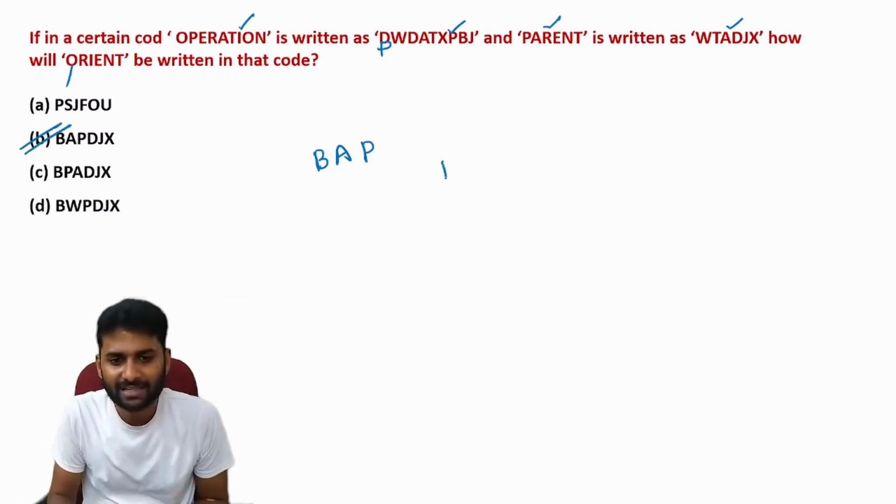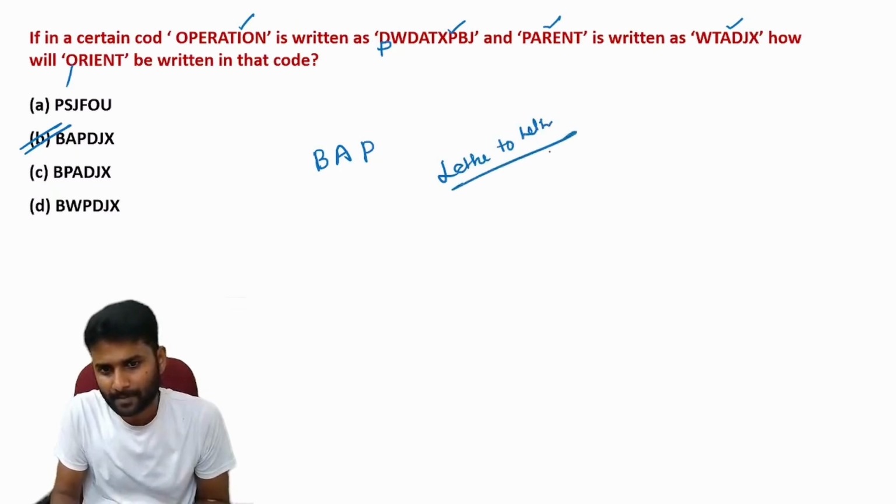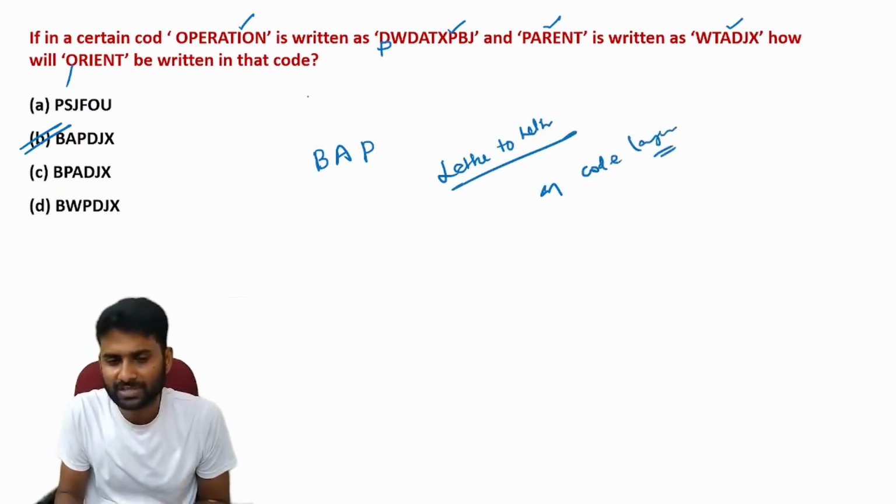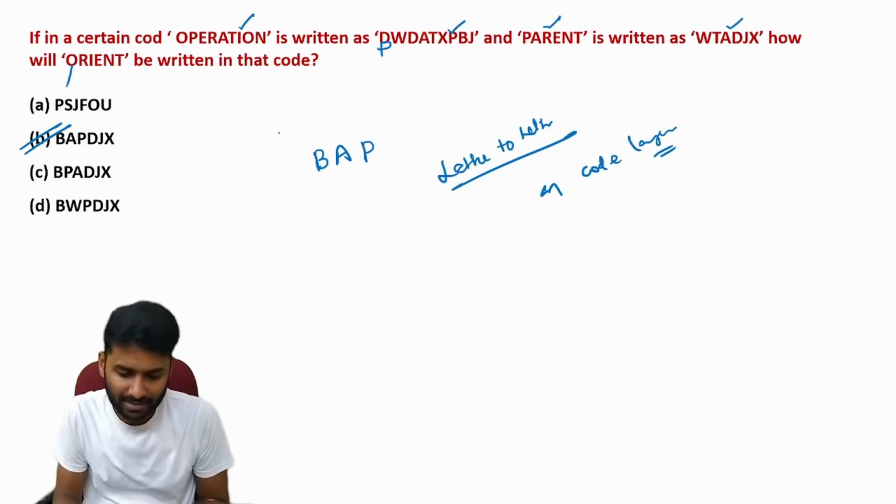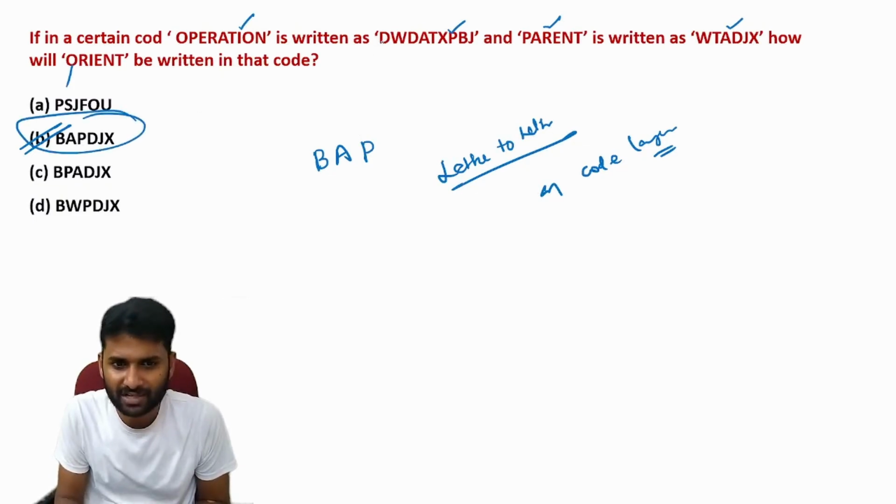So directly consider letter to letter as the code language. Most of the students try to find the sequence, but you never get the proper sequence, guys. So you will get that option and B is the correct answer. Basically, it's not D, it's B. It's a plain mistake.